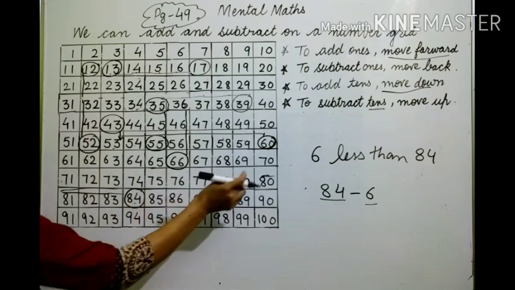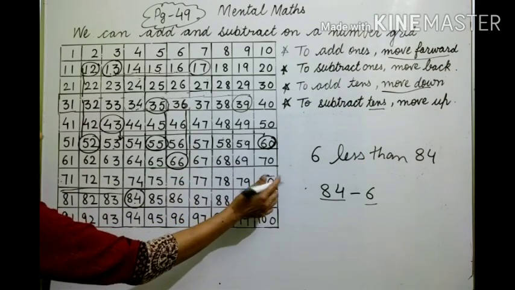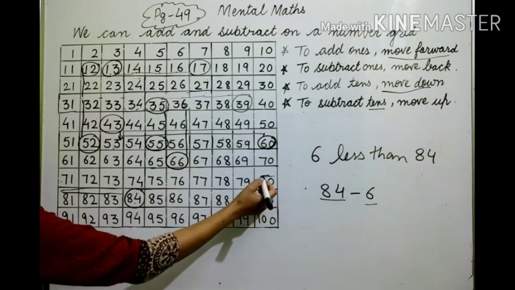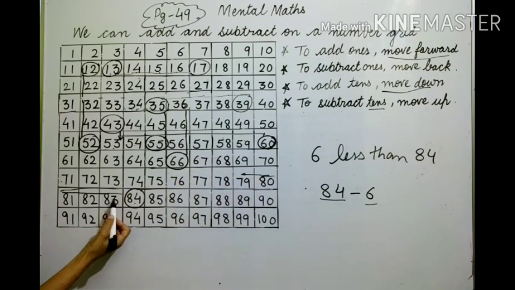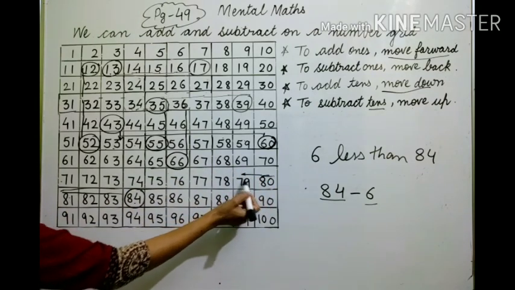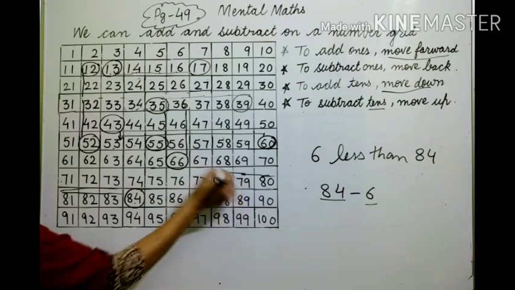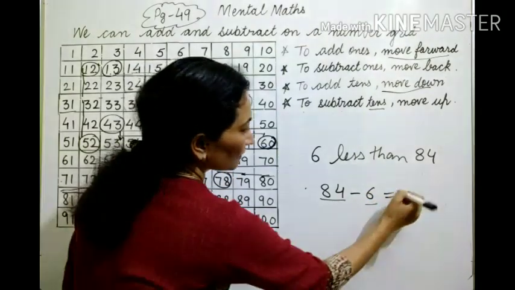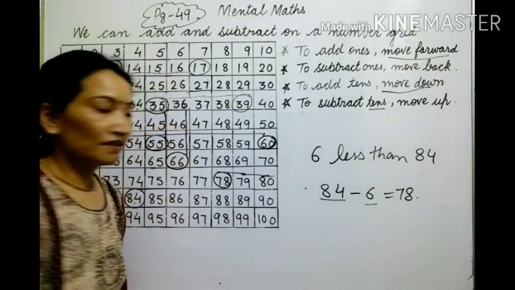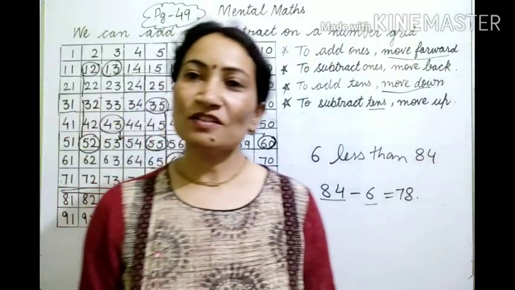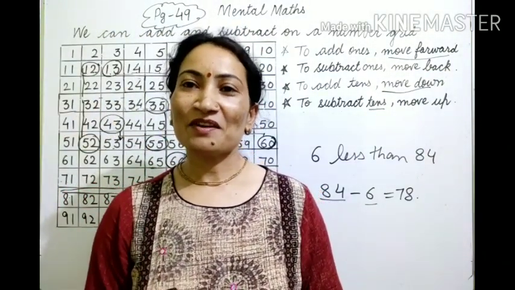80 is before 81, then 80, then we have to move 6 steps. How many steps? 1, 2, 3, 4, 5, 6. At the 6th step, what do we get? 78. So our answer is 78. Hope today's concept you understand very well.